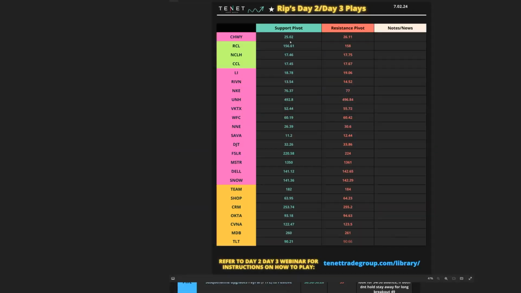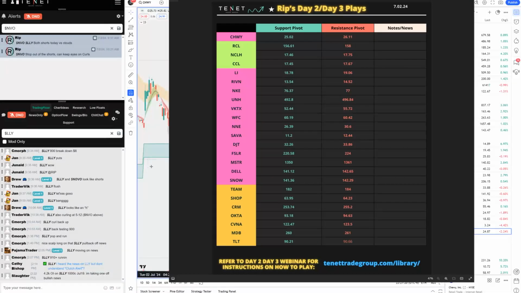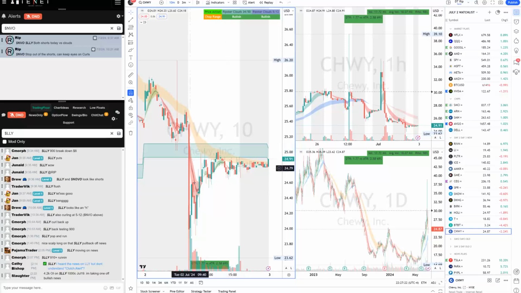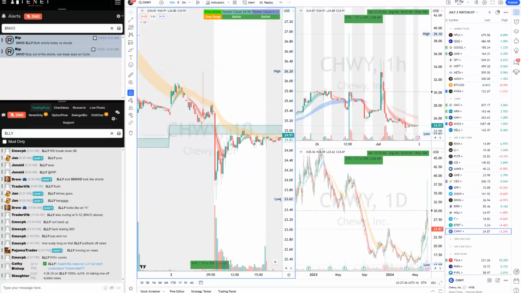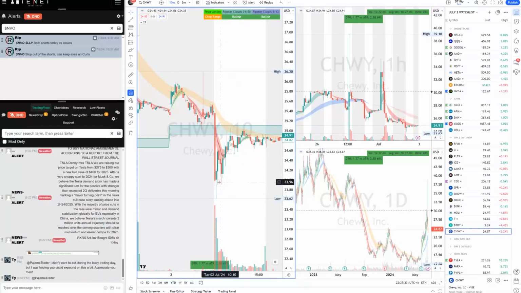So CHWY 25 was our support pivot to short under, and you can see as soon as it broke 25, it faded to 23.80, then faded to 23.60. So that was a nice $50, $60 fade to short in CHWY in the morning. After that, it went just the pop. It gave another drop, but when this happens, that's when you get out, break even, and just move on.